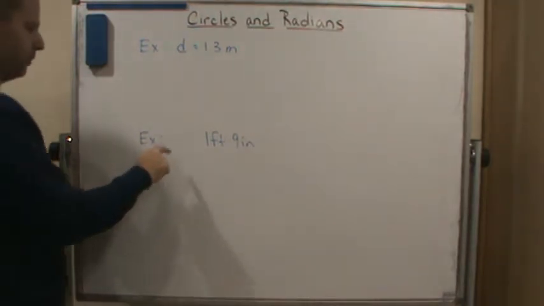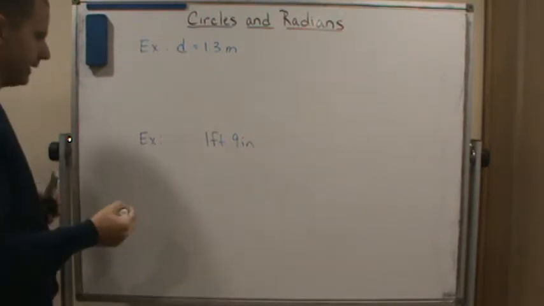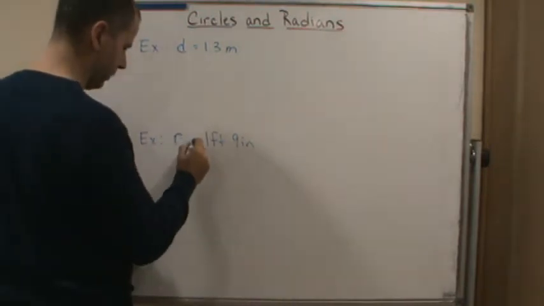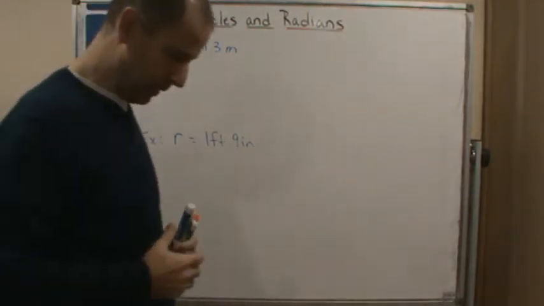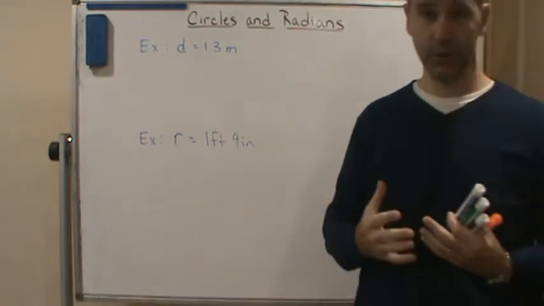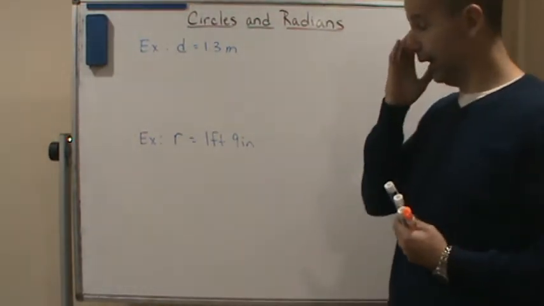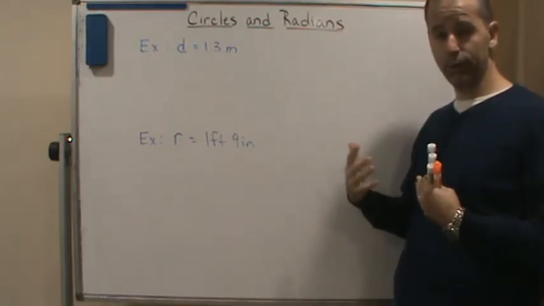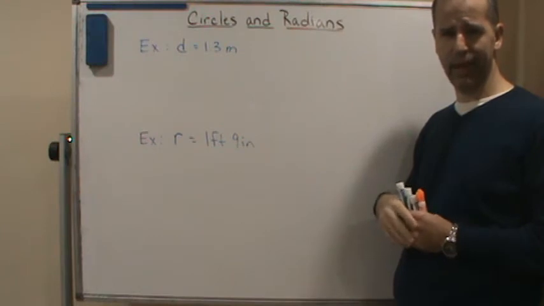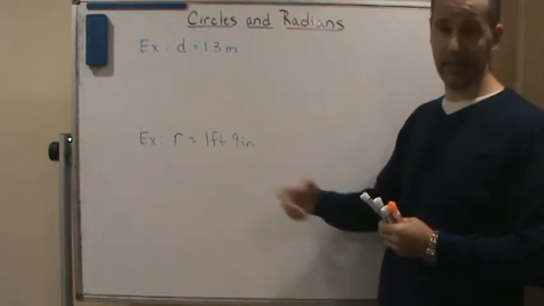In the second example, it says we want to find the circumference of a circle that has a radius of 1 foot 9 inches. So we've got to make sure, one, we read the problem carefully so that we understand what they're giving us, so we write down the correct information. And then two, we use the correct formula and make sure we don't forget how to handle units and things like that, because we're dealing with mixed measurements like in the second example here.